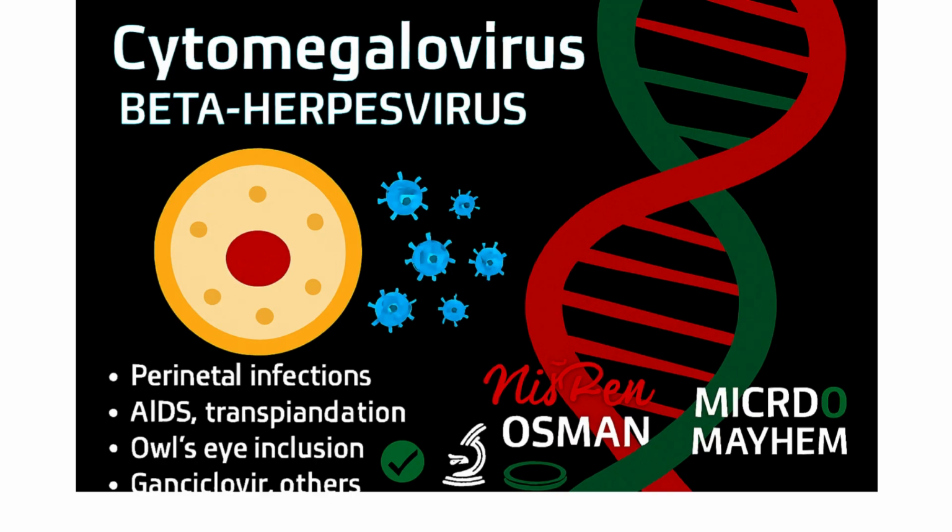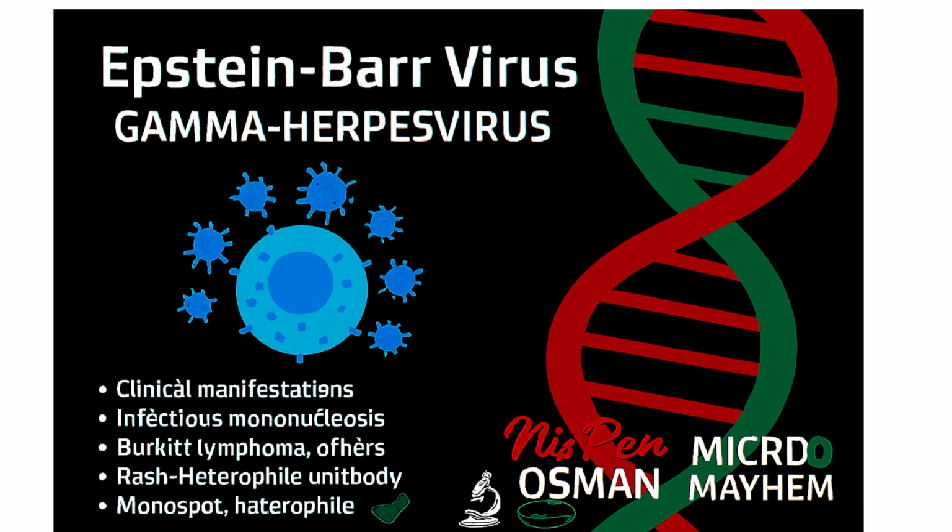So now I will talk about Epstein-Barr virus. Epstein-Barr virus is also a gamma herpes virus, also called human herpes virus 4. It is one of the most common viruses on earth. Over 90% of adults have been infected at some point in their lives.